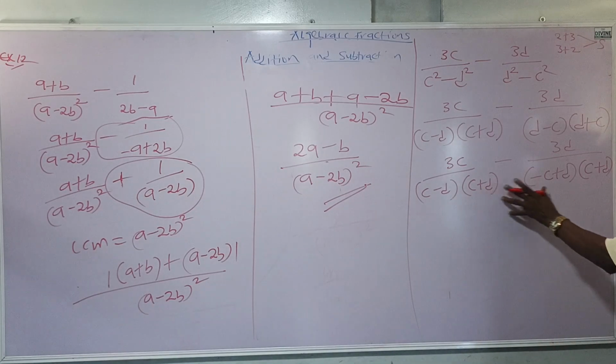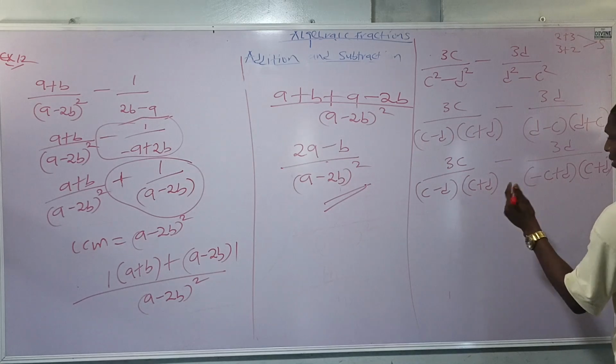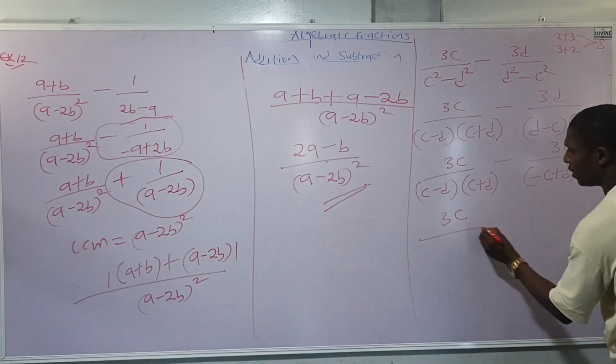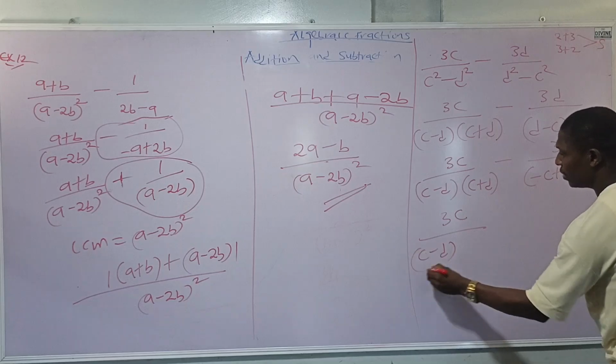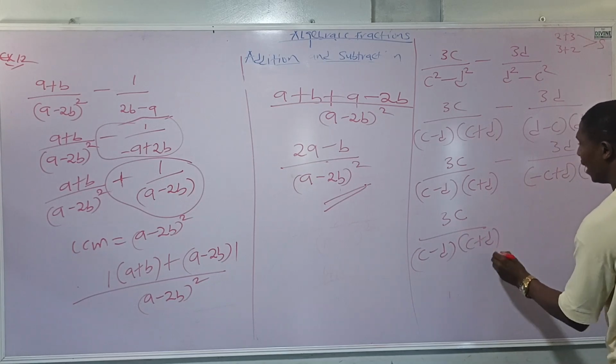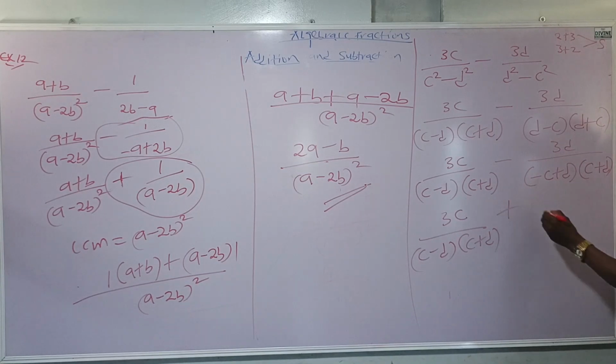Now, I want all my expression to be exact. I will put my 3c here, all over (c minus d)(c plus d). I will change this sign to plus, and I'll change this.